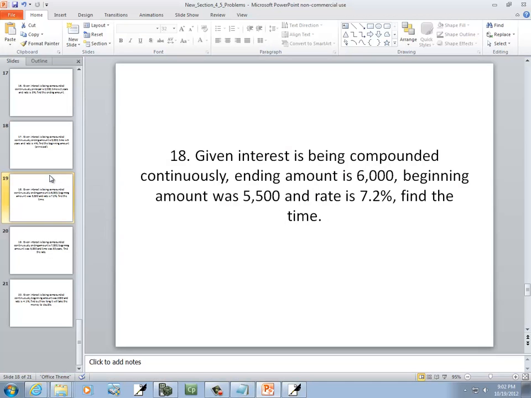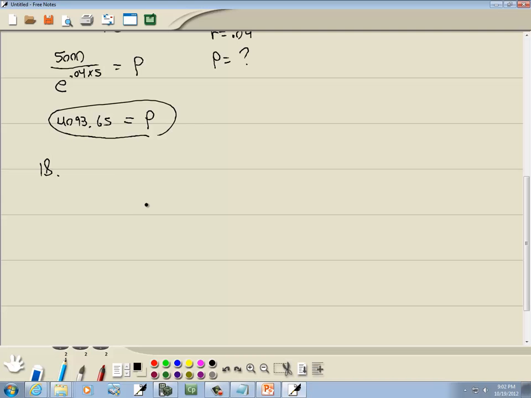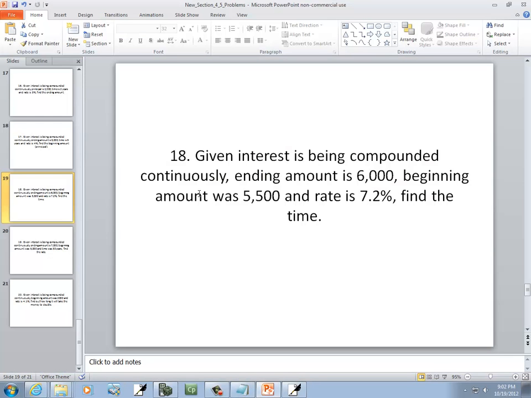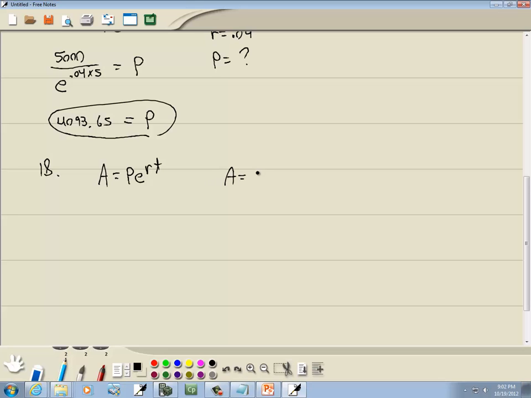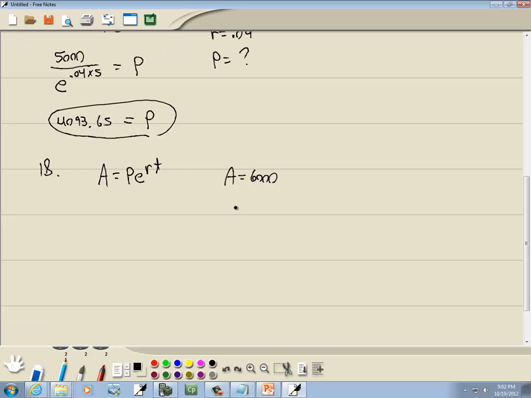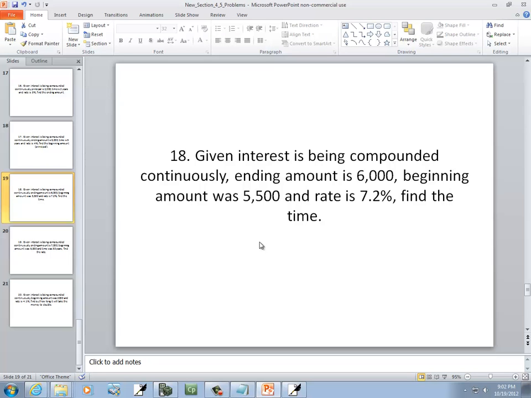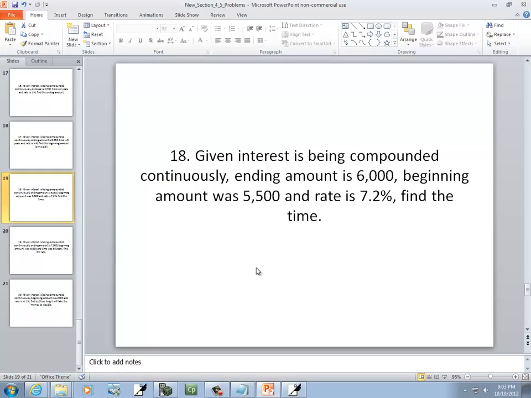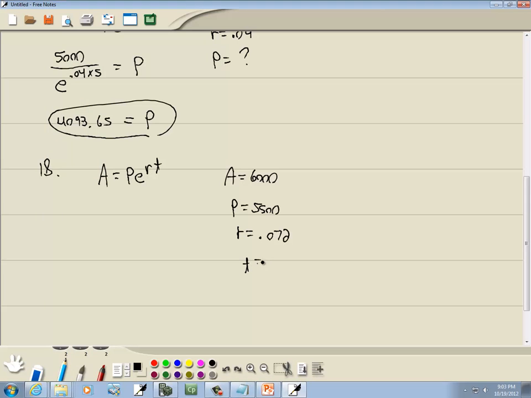Let's look at our next problem. Given interest is being compounded continuously. Again, this is a PERT formula. And let's see what they give us. Ending amount is 6,000, so A is 6,000. Beginning amount is 5,500, so P is 5,500. And rate is 7.2%, so R is 0.072. Want to change it to decimal. Find a time, so we want to know what T is.